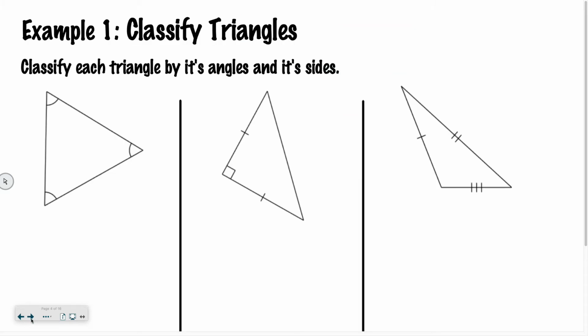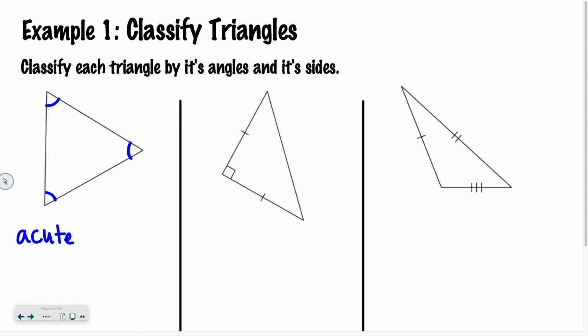Now let's practice classifying triangles by its angles and its sides. Okay, so if we look at this first triangle, you can see that we have 3 angle markings that show that those 3 angles are all the same, and they are all less than 90. So this is an acute.